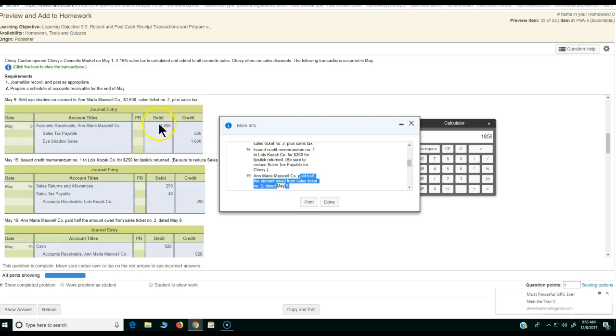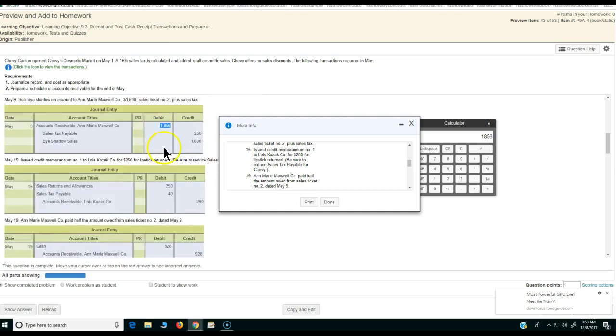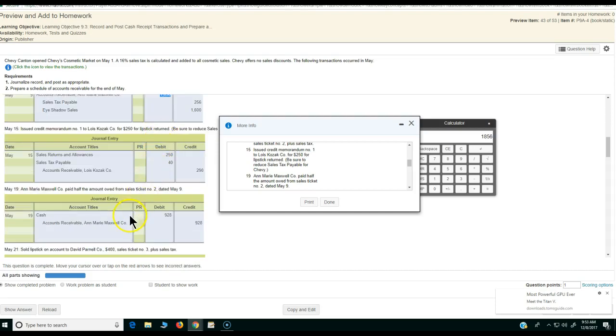And the Maxwell sale was $1,600, but she owes us $1,856, so she's paying us half the sales tax and half for the merchandise. If you divide the $1,856 by 2, that's exactly half of the $1,856 above, and that is $928. Nothing complicated at all about that, just simply debit cash, because that's a cash collection, so we're adding to cash, and we are reducing the receivable from Maxwell.